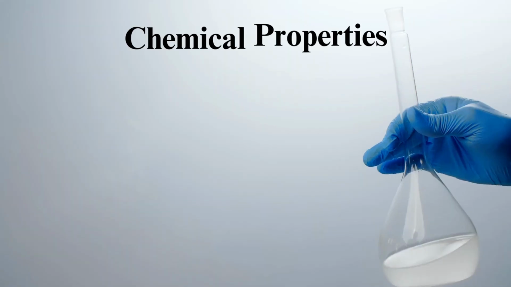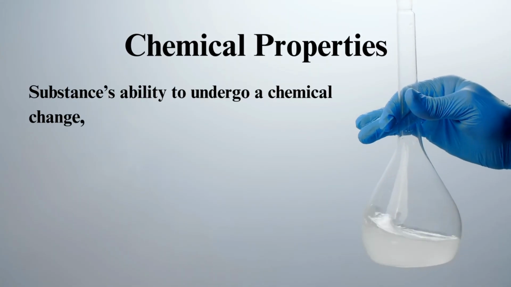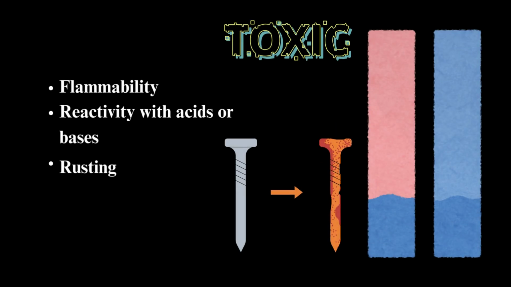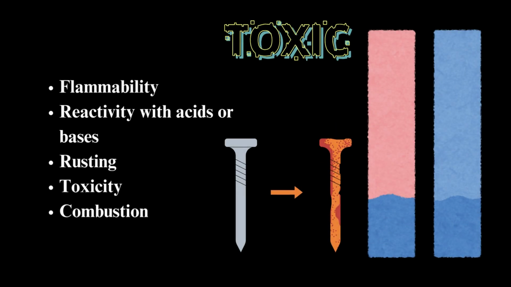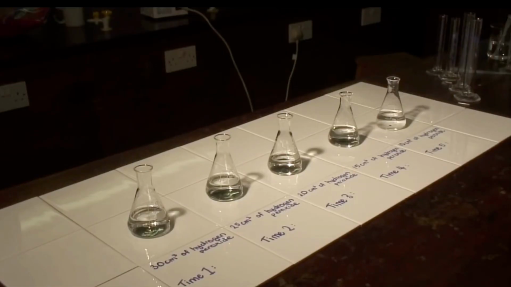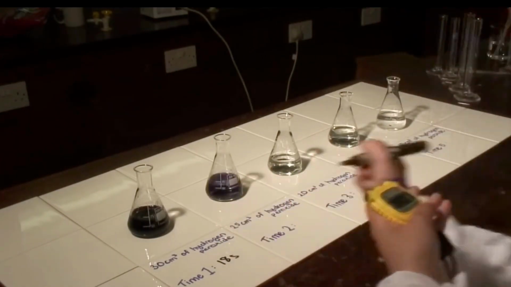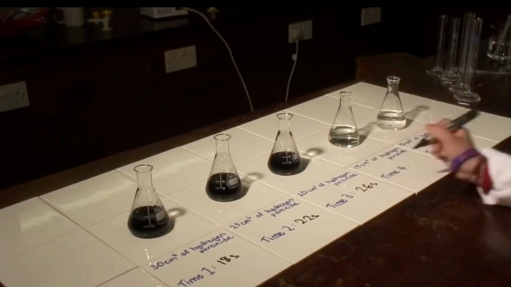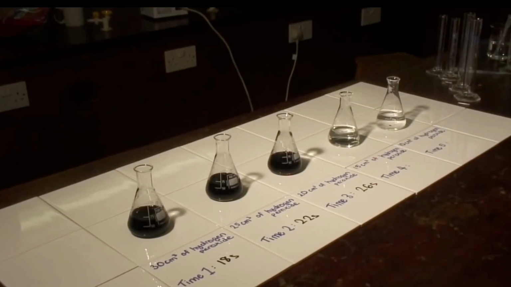A chemical property describes a substance's ability to undergo a chemical change, producing one or more new substances with different compositions and identities. Examples include flammability, toxicity, acidity, reactivity, and heat of combustion. Chemical properties are revealed when a substance undergoes a chemical change, transforming into a new substance with distinct composition and properties. So, let's now consider chemical changes.